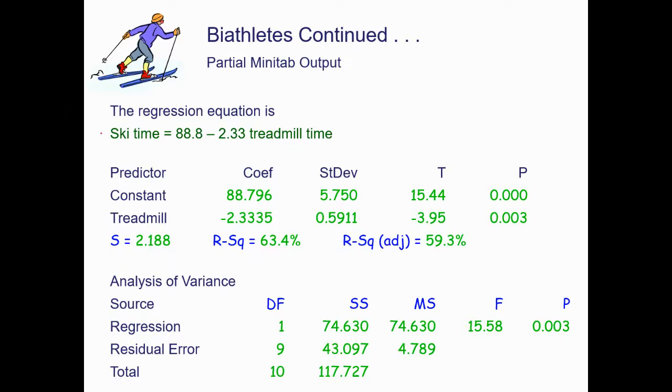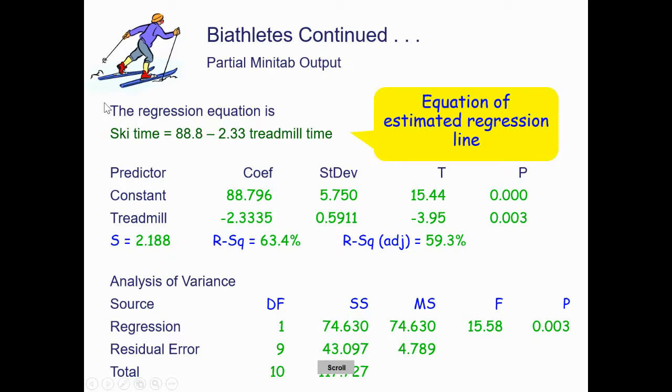So what do y'all think this first piece of the output up here is? Ski time equals 88.8 minus 2.33 treadmill time. What does this represent? This piece is our equation of the regression line. So on the output, the first thing they give you is the equation.